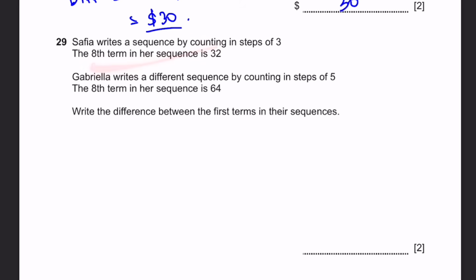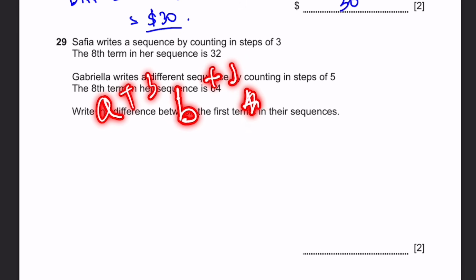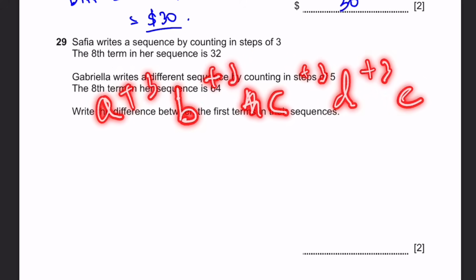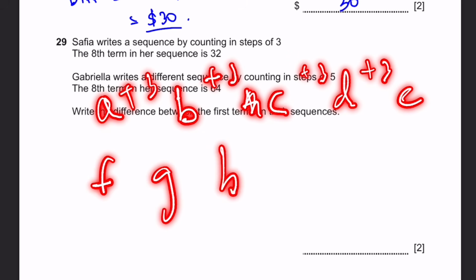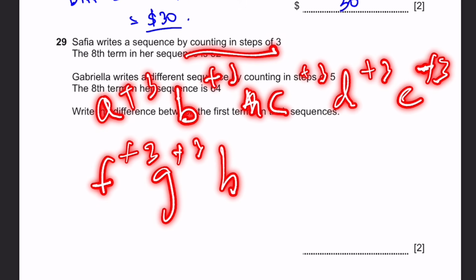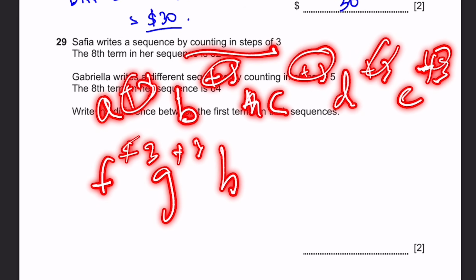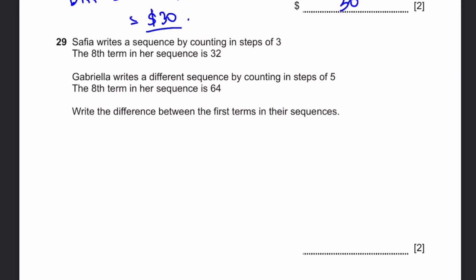Well, if the 8th term in a sequence is 32, that means from the first term, let's say A, she has added 3, and then we get to another term, let's say B, and then we add 3 again to get C, and then add 3 to get to D, add 3 to get to E, and then F, G, H. So if we assume we're adding 3 every time, that's counting in steps of 3, we add it 7 times. So we add from the first term 7 times to get 32.